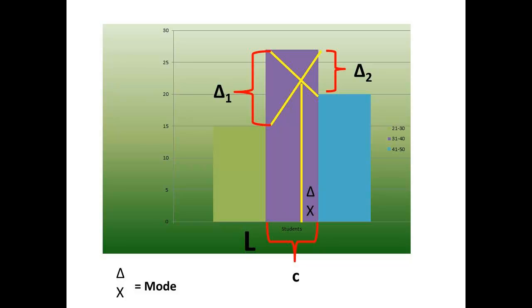We have shown this in the diagram of the bar chart here. The point delta over x is the mode. Delta 1 and delta 2 both show the changes between the class intervals.